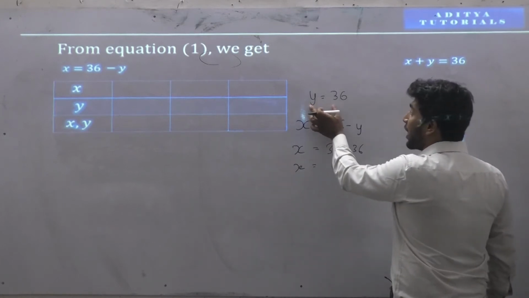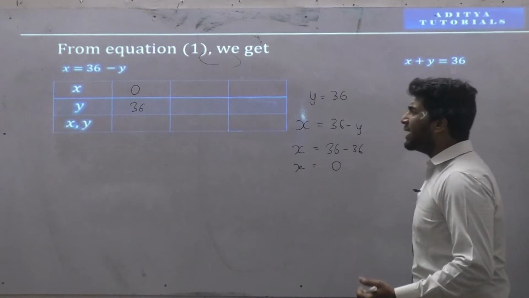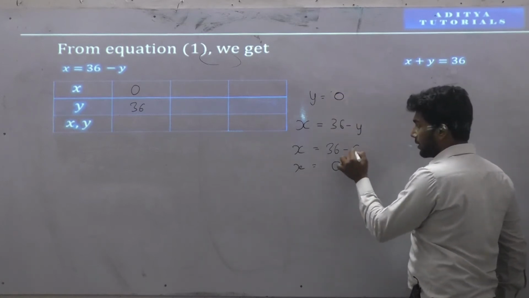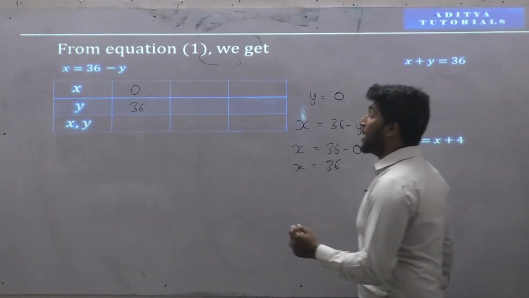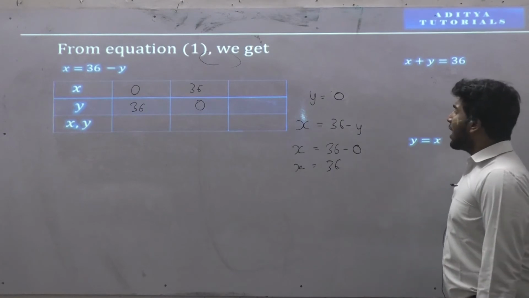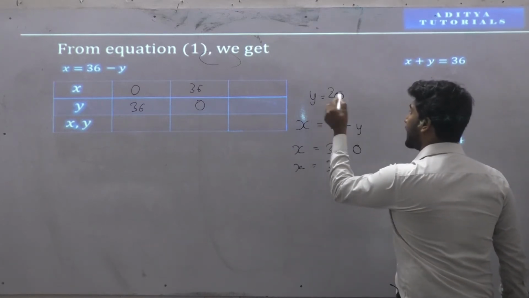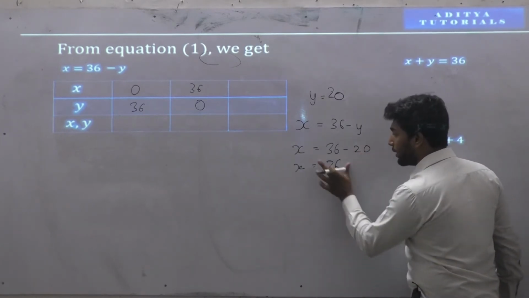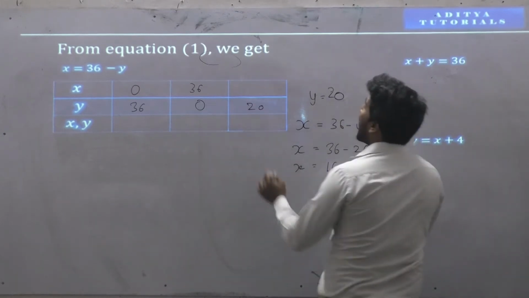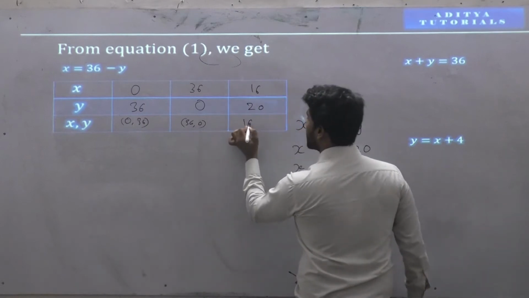When I assumed the value of y as 36, I got the value of x as 0. Now let's assume the value of y as 0. 36 minus 0 is 36. When I assume the value of y as 0, I got the value of x as 36. Now let's assume some even numbers. Okay, 20. Now assume the value of y as 20, it will be 36 minus 20, which is 16. When I am assuming the value of y as 20, I am getting the value of x as 16. So we got the coordinates (0, 36), (36, 0), and (16, 20).